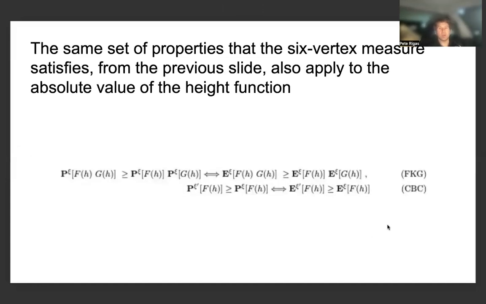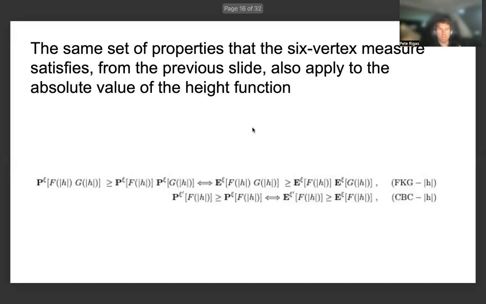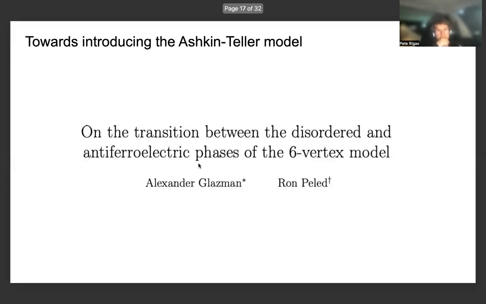And the same set of properties that the six vertex measure satisfies from the previous slide also apply to the absolute value of the height function. So the inequalities are of the same form, and these are the exact inequalities given, in which the absolute value of a height function is given from these functions.